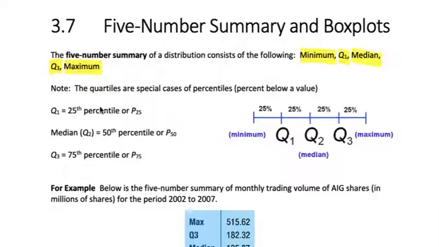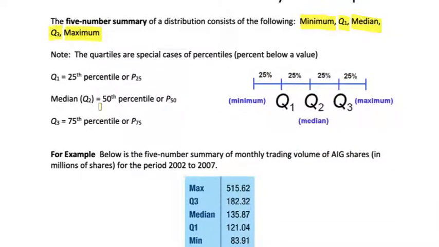One thing to note about quartiles is that they are special cases of percentiles. And so Q1 is considered the 25th percentile because it's above 25% of the data. The median is at the 50th percentile because it's above 50% of the data. And Q3 is at the 75th percentile because it's above 75% of the data. Percentiles tell you the percent that are below the value that you're at.